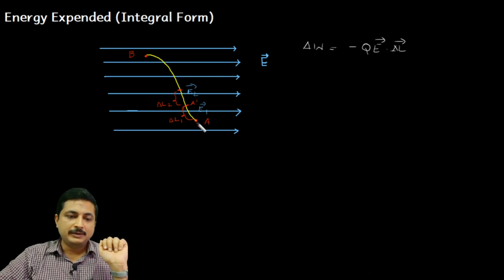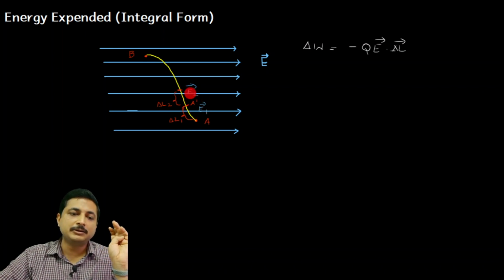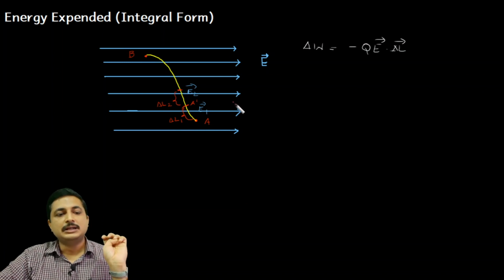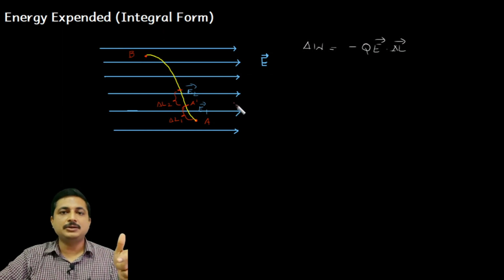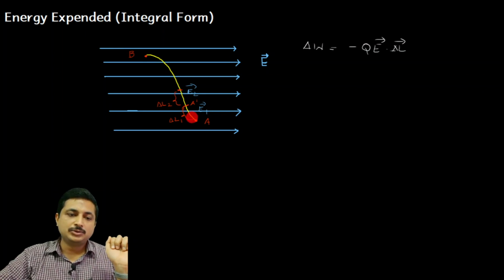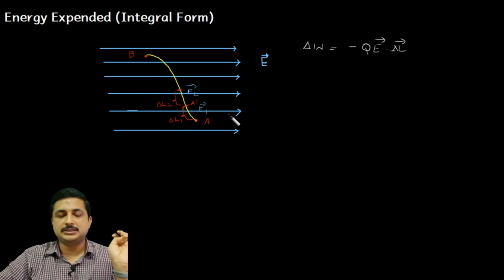So when I take A to A dash, I will have a different electric field here. When I go from A dash to A double dash, maybe there will be a different electric field. So I notate it as E1 in case of delta L1 and E2 in case of delta L2. This is just for representation. I can easily assume that the field is uniform also. Nobody will question. But if it is non-uniform, you should be able to consider a different electric field at each point in the path. Fine.